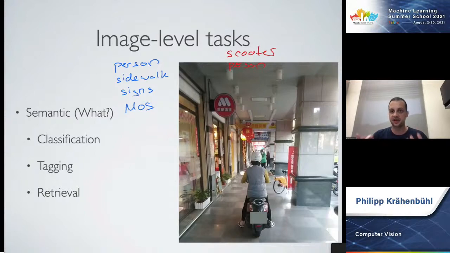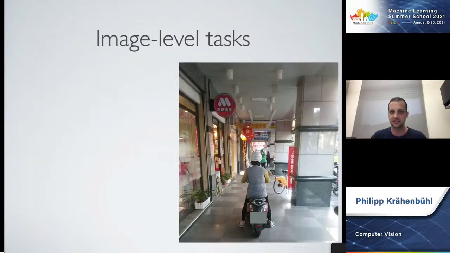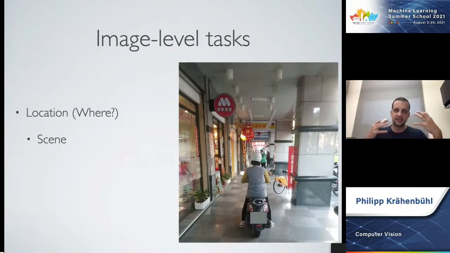Now, another set of tasks that you might be interested in that are image level are the location or where tasks. The easiest one here is figuring out what sort of scene this is. This is clearly a scene of a sidewalk. Maybe you would want to say it's in a city. And it's, again, just a classification problem. But instead of looking at the semantics, you now look at the location.